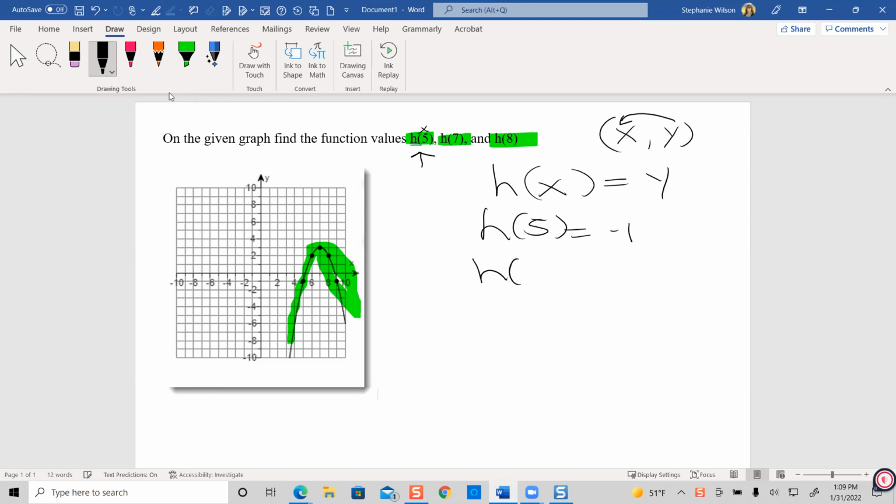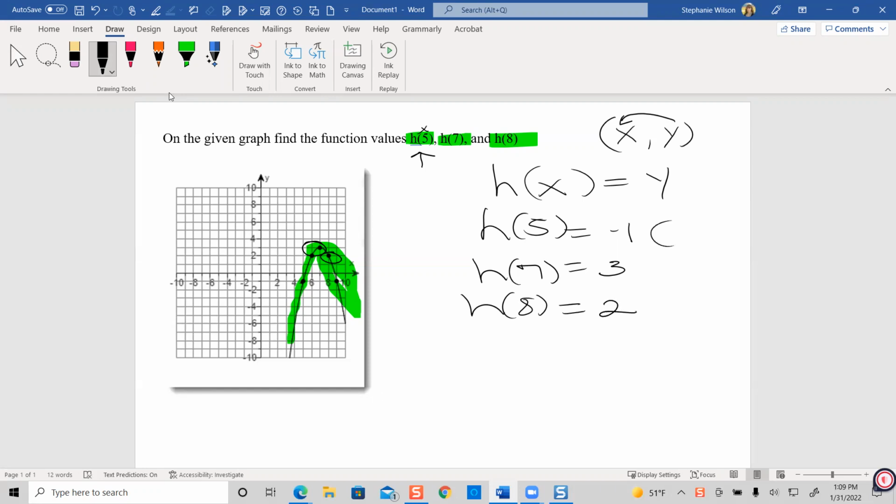Now let's look when h of 7, which means x is 7. So let's find it. There's 6. And here's 7. Right here is 7. So when x is 7, y is 3. Let's go find when h of 8. Well, that means x is 8. Here's 8. And that tells me y is 2.